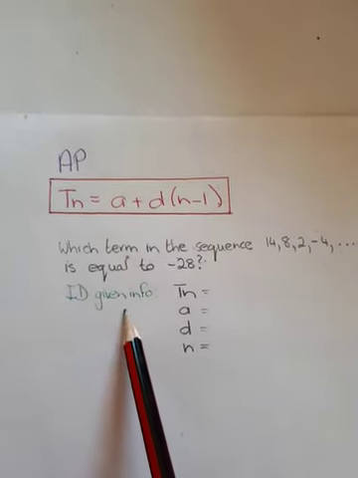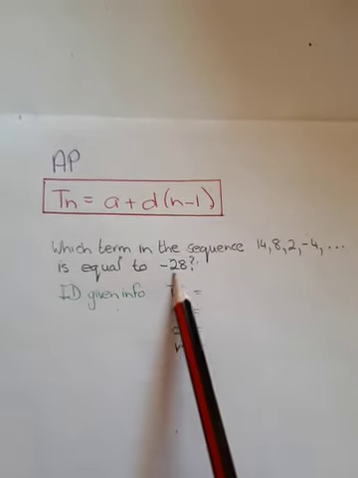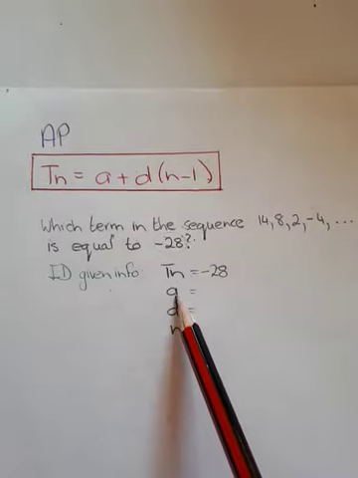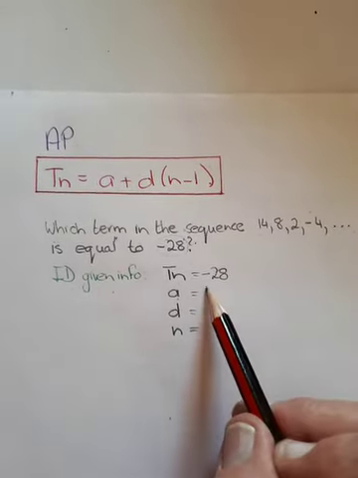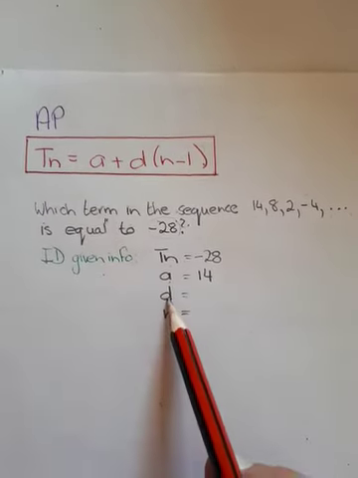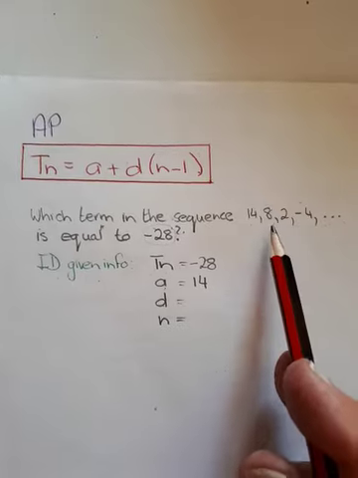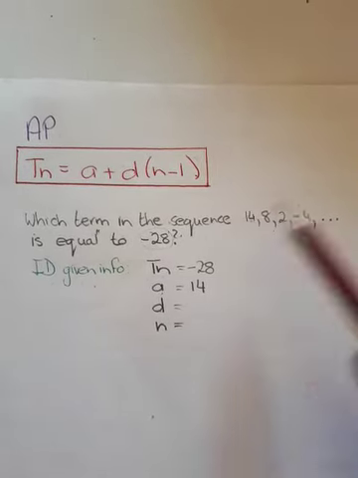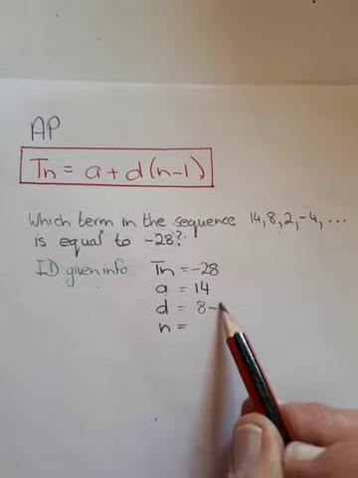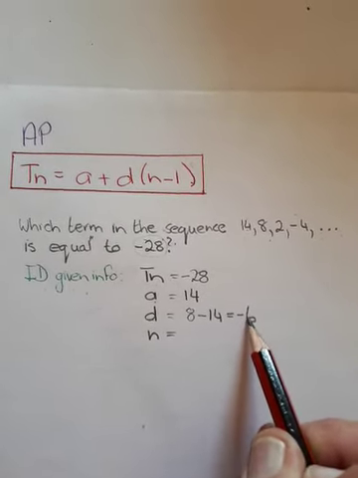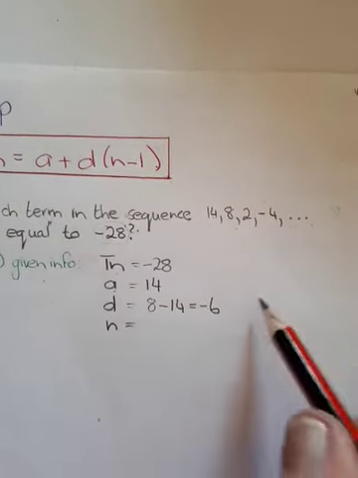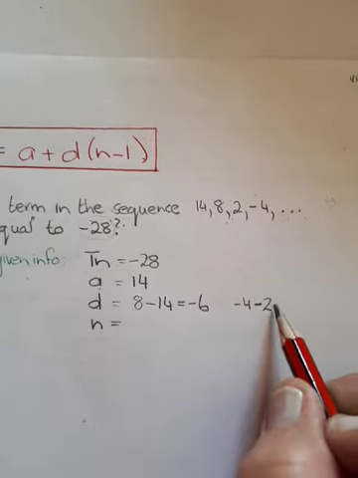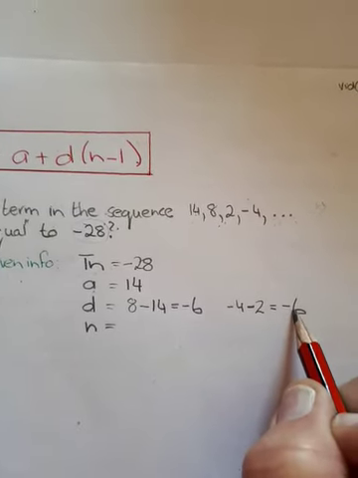So once again, we're going to identify the given information. They are asking us about negative 28, so Tn is negative 28. Then a we already have, it is 14, so put your 14 next to a. The common difference is not yet given, but we can calculate it by taking one term and subtracting the previous term. So 8 minus 14 gives me negative 6. Or I could use negative 4 and subtract the previous term, which is 2, and that also gives me a common difference of negative 6.